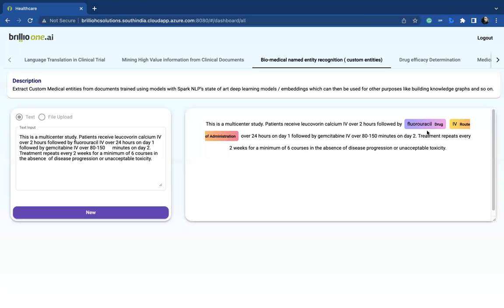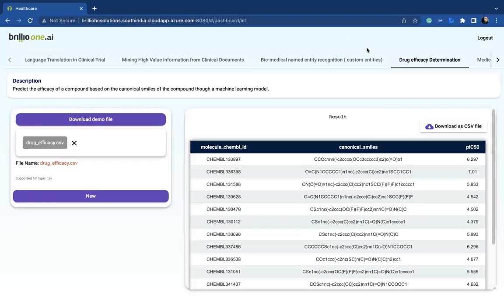Here, it is able to recognize the drug as well as the route of administration from the input text found on the left side. The drug efficacy determination solution is an ML-based regression model to determine the bioactivity of a drug candidate in terms of IC50. The half maximal inhibitory concentration, or the IC50, is a measure of the potency of a substance in inhibiting a specific biological or biochemical function.